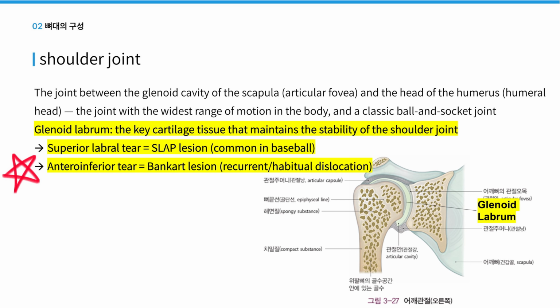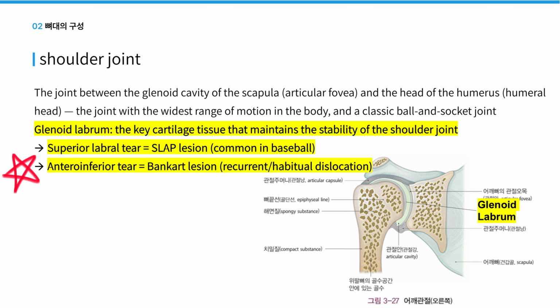Think about the socket itself. The glenoid cavity is actually quite shallow and flat, while the humeral head is a large round ball. Imagine putting a big ball on a small, shallow plate. It would roll right off, wouldn't it? So what holds it in place? That's the glenoid labrum. The labrum is a ring of cartilage that goes around the rim of the glenoid cavity, deepening the socket and holding the humeral head in. It's the key cartilage structure that maintains the stability of the shoulder joint.